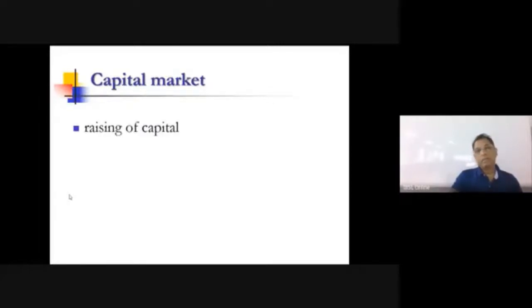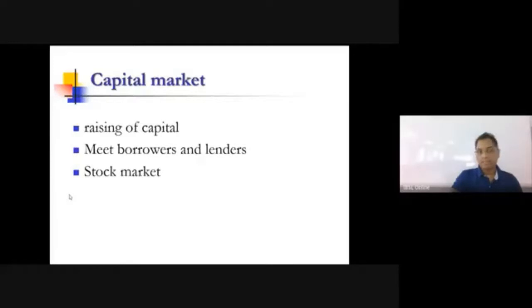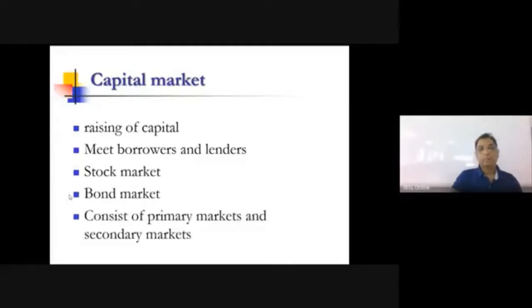So, capital markets functions: raising of capital, the marketplace. It helps borrowers and lenders, buyers and sellers to meet. Basically, the stock market is the same thing. It's part of the capital market. The bond market is part of the capital market. It consists of a primary market and a secondary market. So what does that mean? Can somebody say what a primary market and secondary market is?